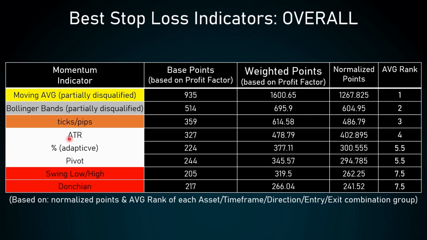That is closely followed by my personal favorite stop loss indicator, the ATR, with slightly less base points and with 478 weighted points. Then we have the percentage adaptive, then the pivot, and down at the bottom we got the swing low high and the Donchian. So in my opinion, using the ticks/pips based stop loss or the ATR based stop loss is the best decision. Then comes the percentage and the pivot, and the worst stop loss methods are the swing low high and the Donchian. Let me know in the comments what you think of this.